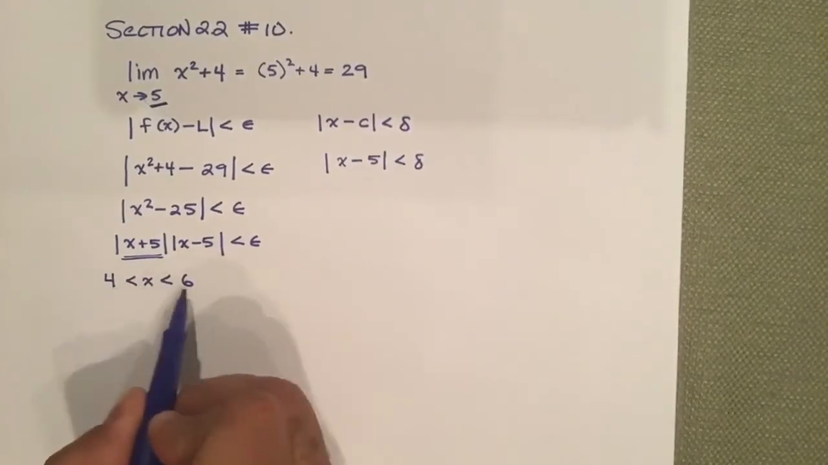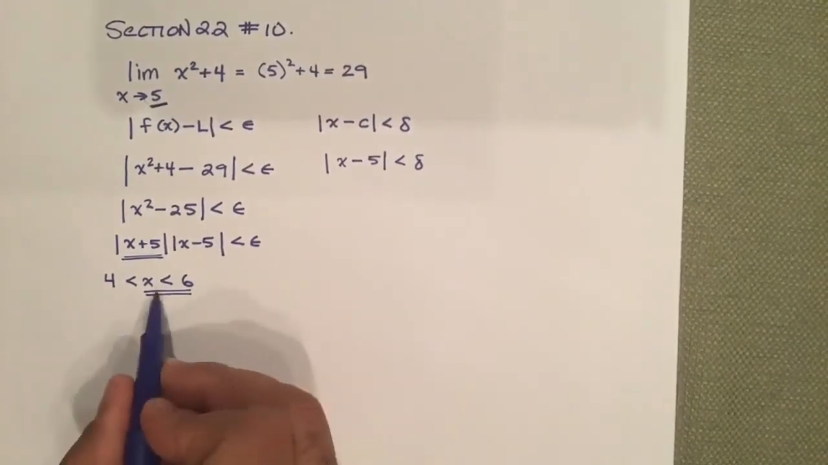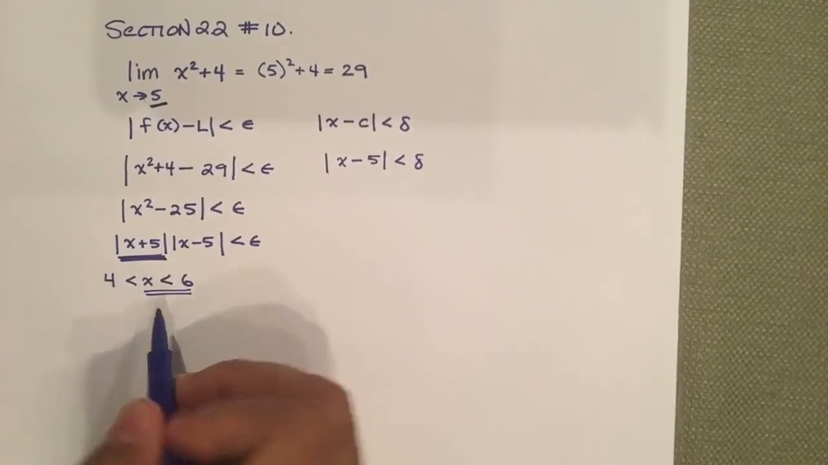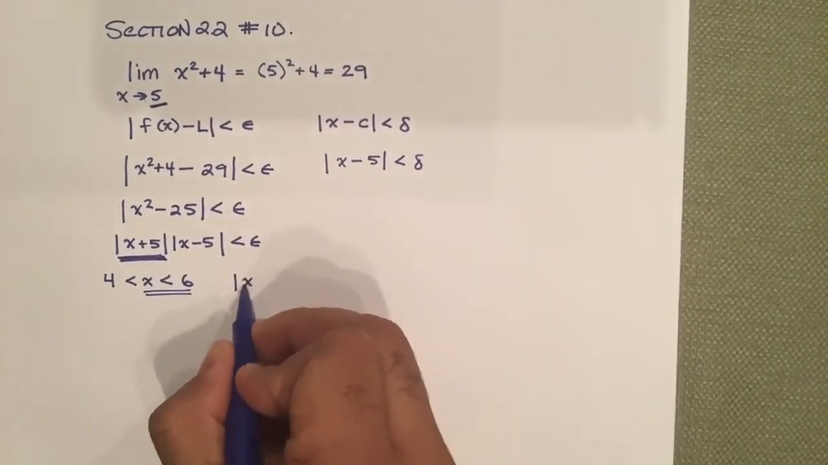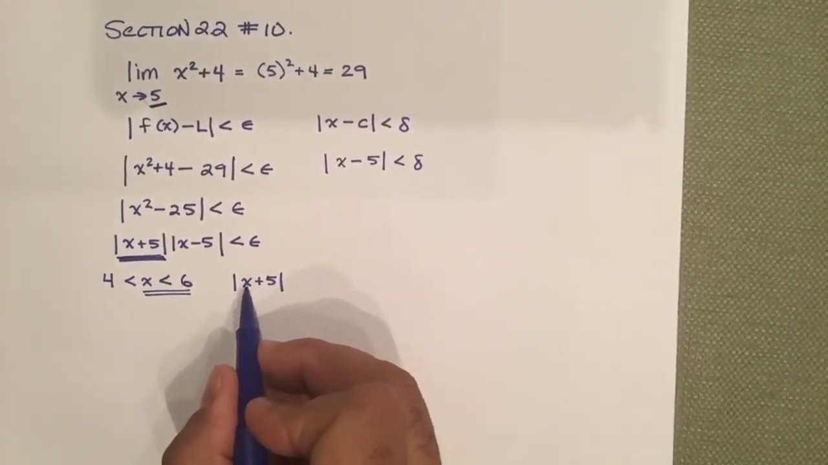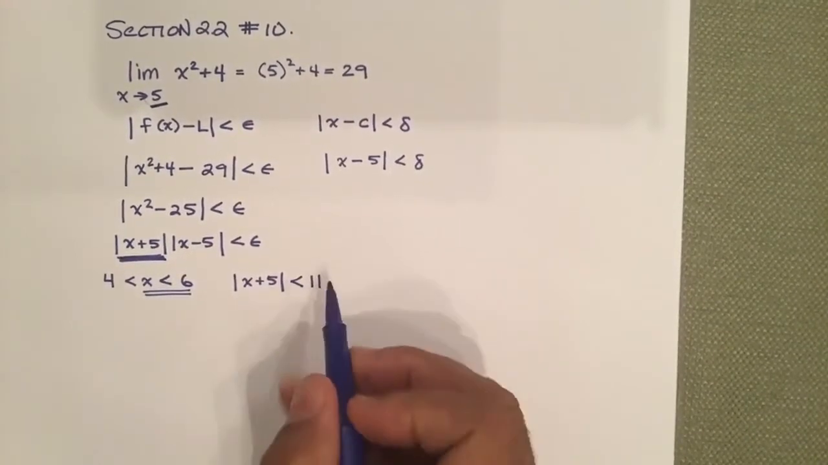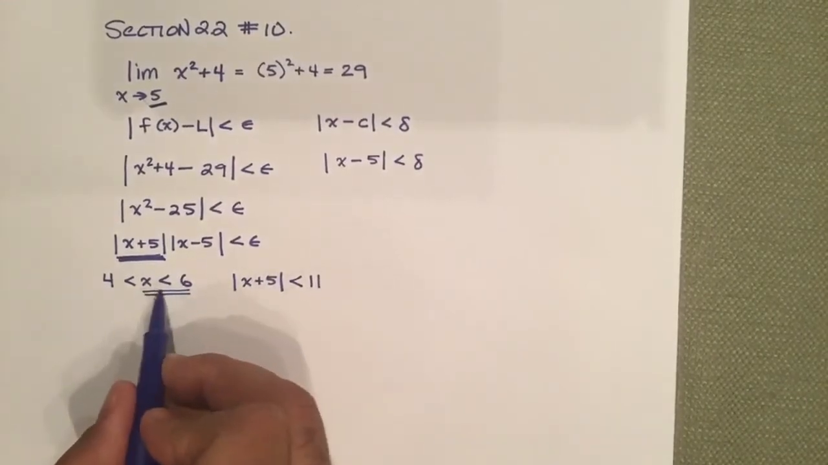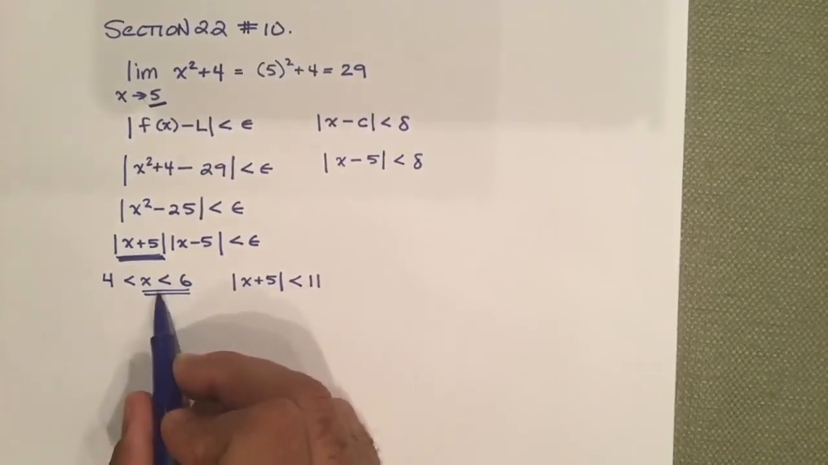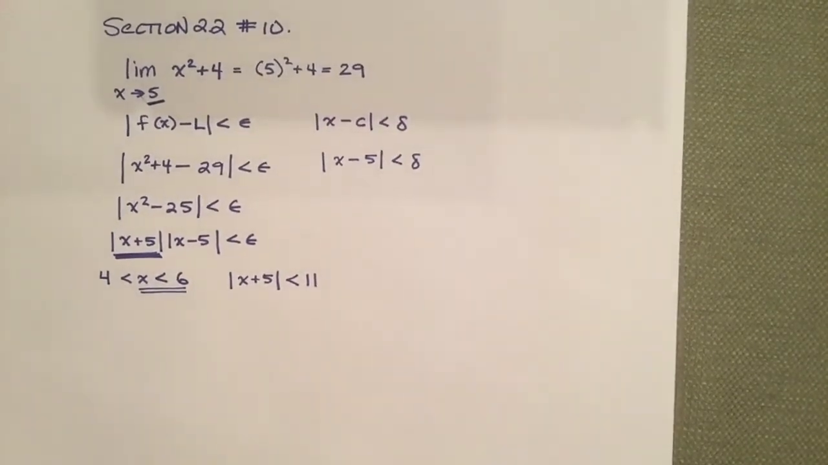Anyway, if you assume that x is between these two values, the important part is that x is less than 6. And the reason that's important is because if x is less than 6, then we can say something about the absolute value of x plus 5. If x is less than 6, then the absolute value of x plus 5, which would be equal to 11 if x was 6, is going to be less than 11. And some people say, where did that 11 come from? And that's where it comes from. If x is less than 6, then 6 plus 5 is 11. So if x is less than 6, x plus 5 has to be less than 11. That only makes sense. Okay.